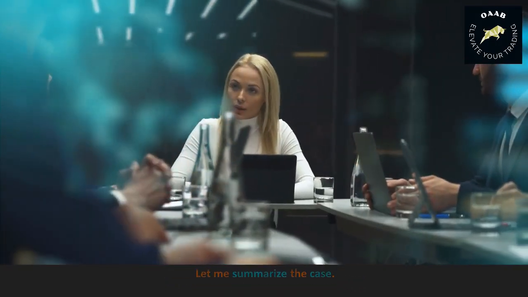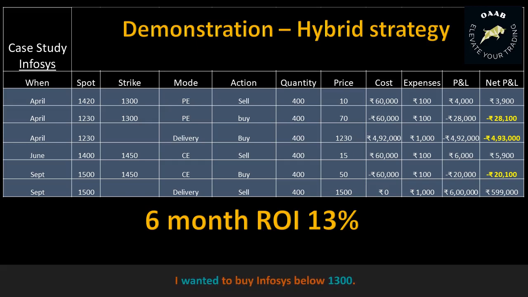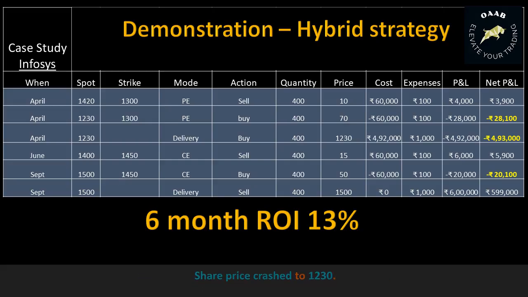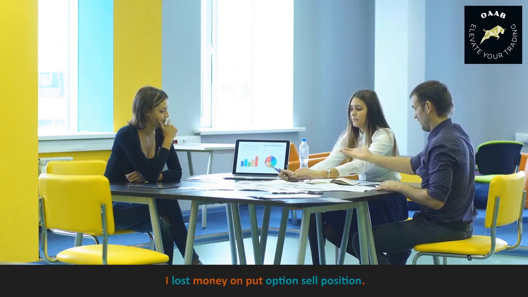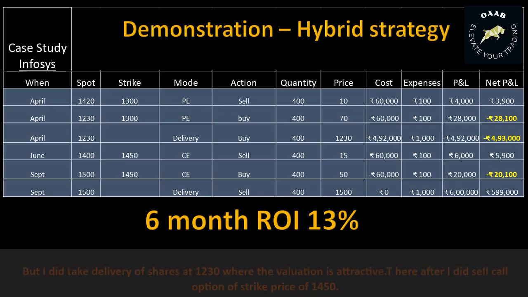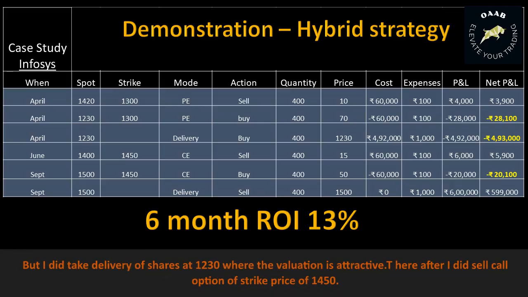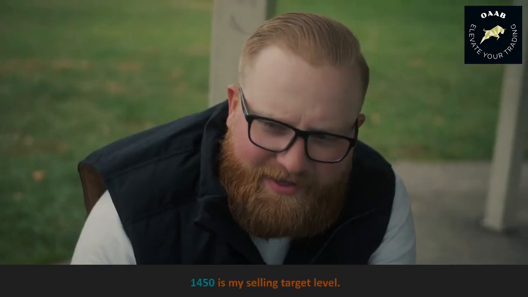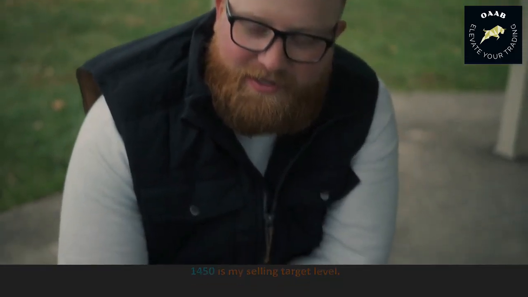Let me summarize the case. I wanted to buy Infosys below 1300. So, I sold one lot of put option of strike price of 1300. Share price crashed to 1230. I lost money on the put option sell position. But I did take delivery of shares at 1230 where the valuation is attractive. Thereafter, I sold call option of strike price of 1450. 1450 is my selling target level.